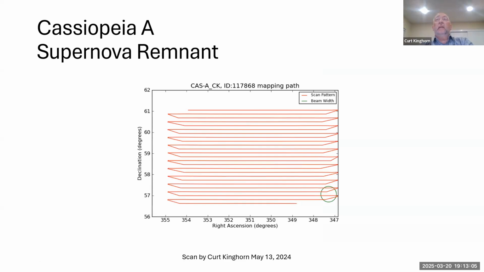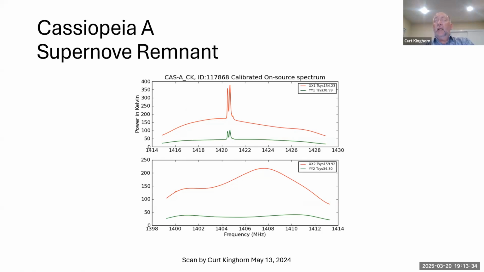This is actually the scanning path that the 20 meter takes when I looked at this. The way you read this is down in the lower right hand corner, the little green circle here is the beam width, and I set it to do a scan pattern, and it goes back and forth and back and forth, in an area much bigger than the object that we're looking at. And as Jason talked about yesterday, you can get the spectral components of that, and sure enough, there it is.